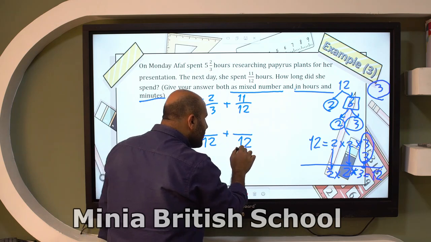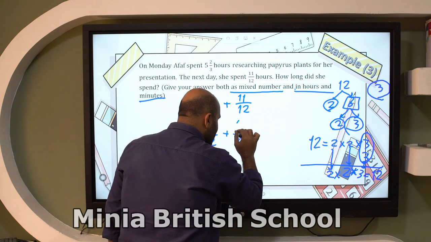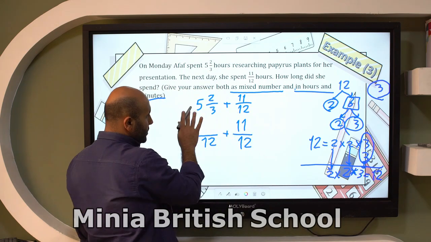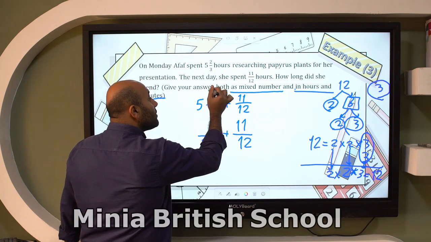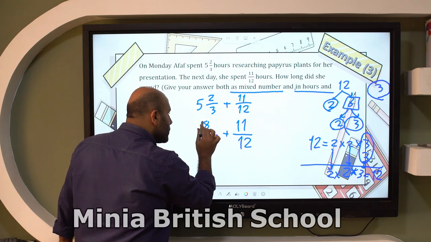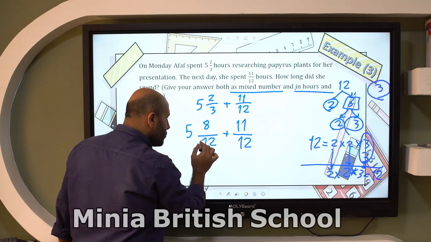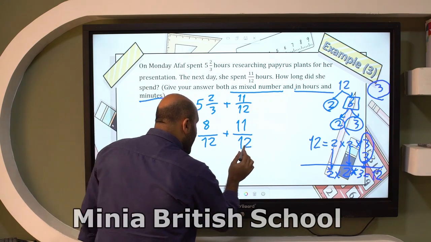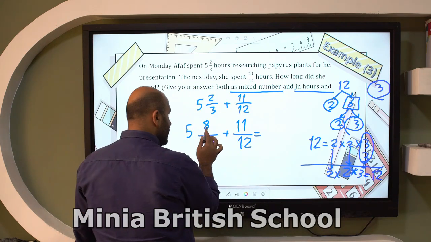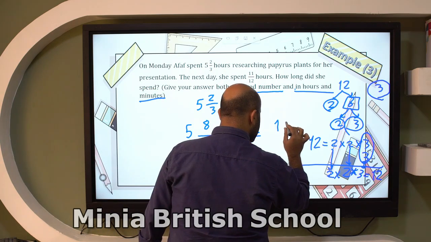The denominator is still the same, so the numerator is still the same, also 11. But here I will get the equivalent. 12 divided by 3 equals 4. 4 times 2 equals 8. So it will be 5 and 8 over 12. Let's add them together, okay? I have 8 plus 11 equals 19.